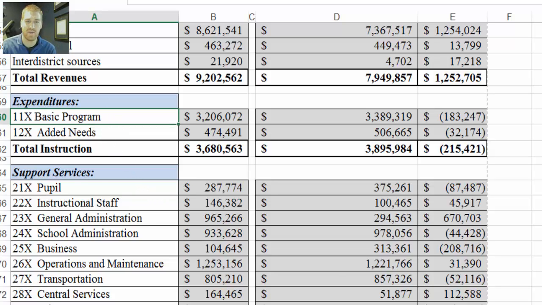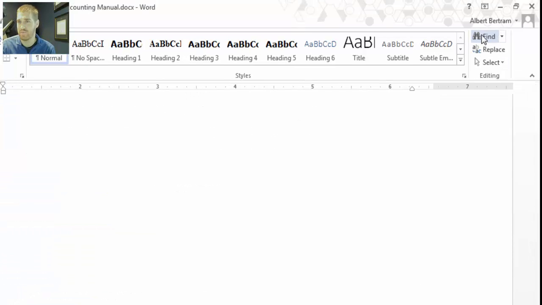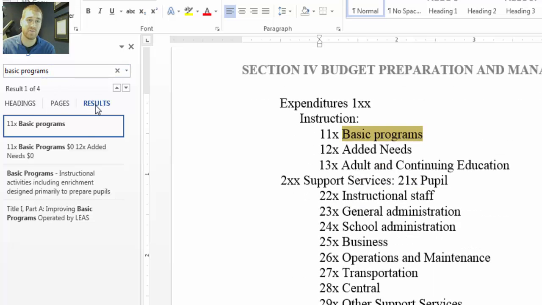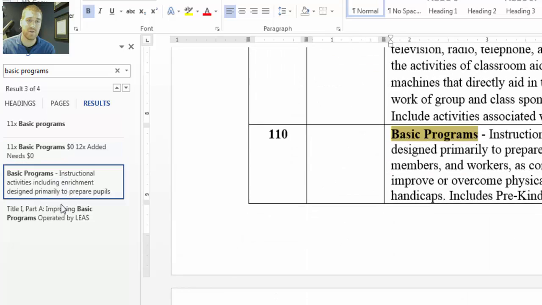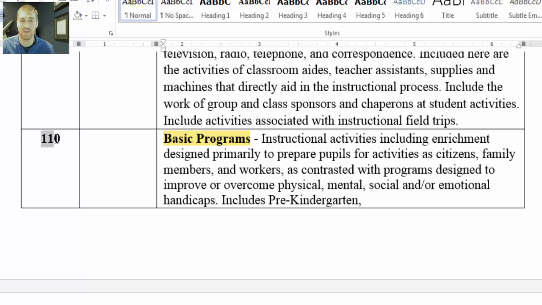I took the accounting manual, put it in Microsoft Word, then you come up and push the find button, and then you type in what you're looking for, for this example, basic programs. Then if you're on results, you can come down here and just click through it, and this will show you where it's highlighted. Now you can't type something like instruction because it's in here way too many times. It won't let you do that. But if you're focused on your search, you're able to do that. So basic programs, here's the accounting code number. So this is how it's coded in the accounting system.